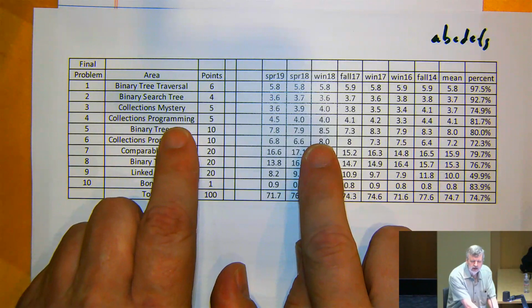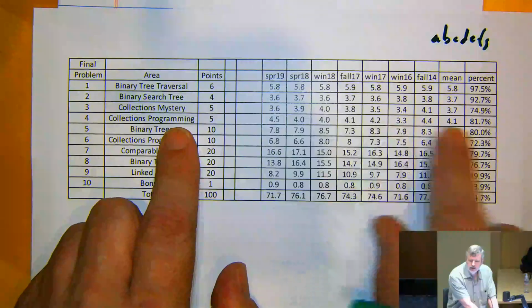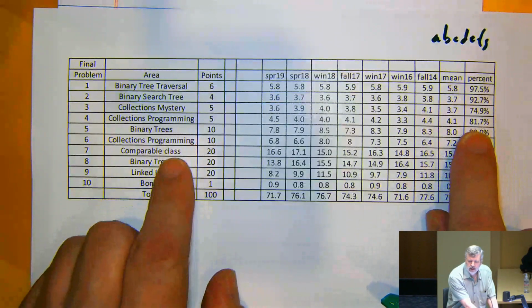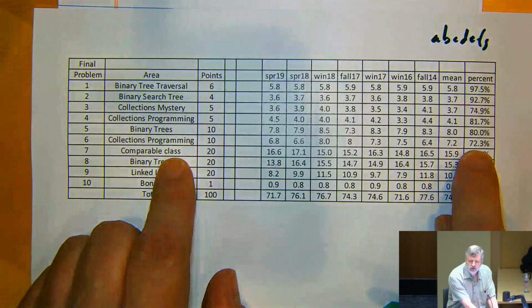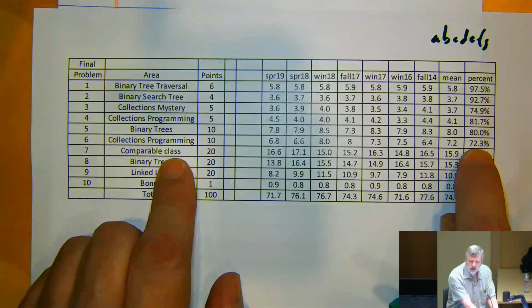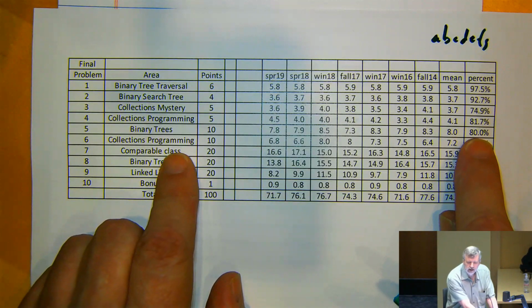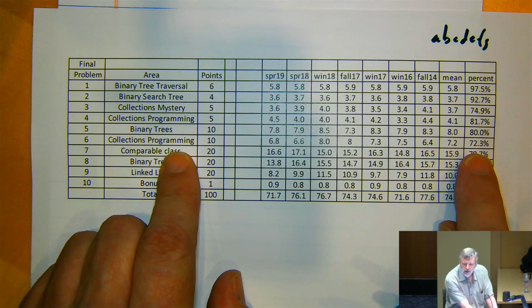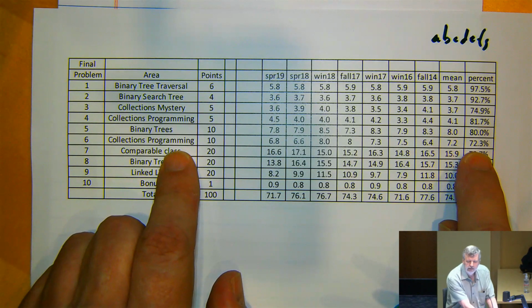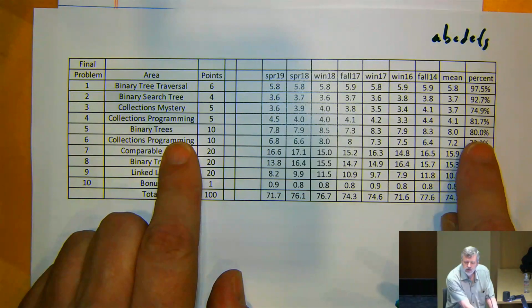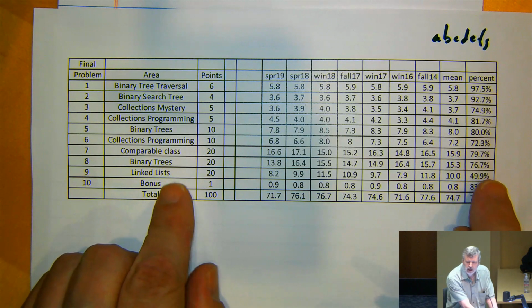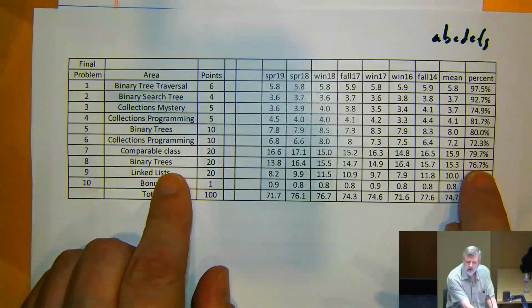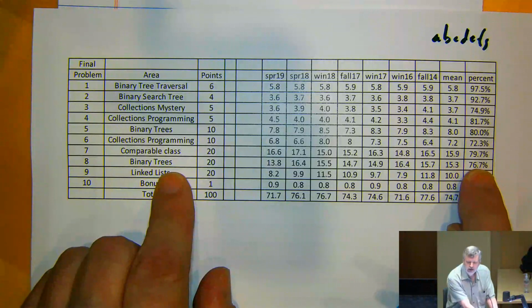I think I didn't look at the averages here. Let's take a look. Collections programming, 81%. The harder collections, 72%. So these questions are challenging. Not surprising. The easier binary tree question was an 80%. The harder binary tree question, 76%. So, pretty strong scores in general.